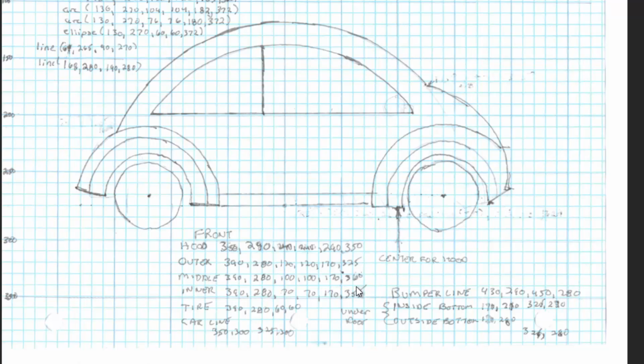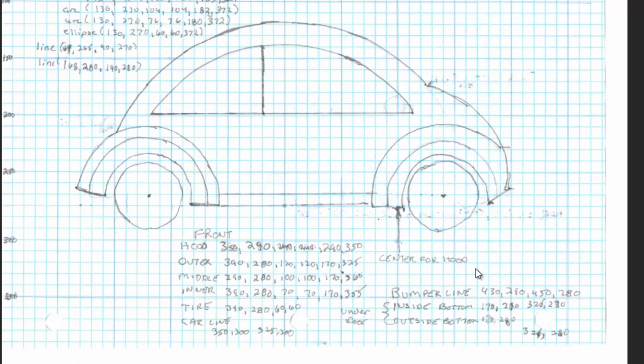I think I have a mistake here because one of these is 355 and one's 360. I think I adjusted the code for that. The inner one's 390 and 280 for the XY, 70 by 70, and then it's 170 degrees to 355 degrees. And then my tire is an ellipse, so it's 390, 280, 60 by 60. And the line towards the car I figure is 350, 300, 325, 300.